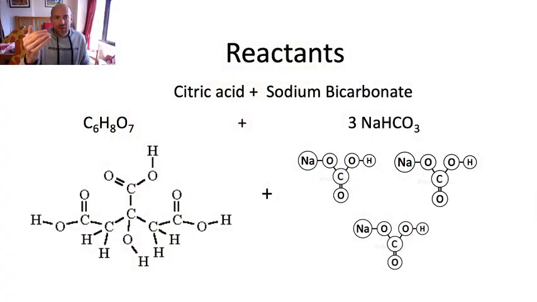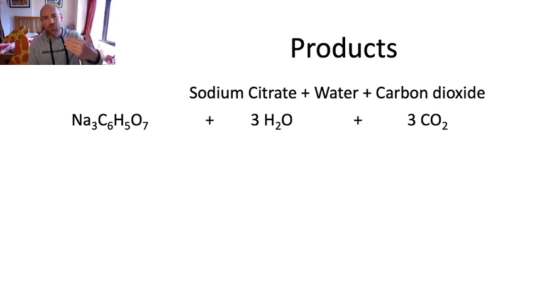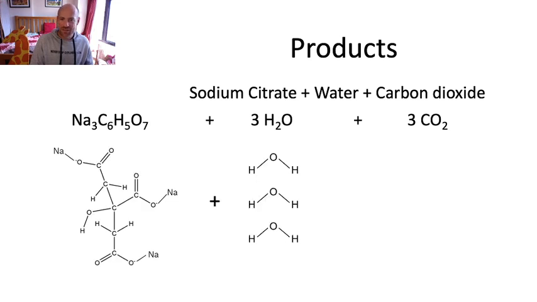Right. We've got our citric acid. There's the picture. We've got our 3 molecules of sodium bicarbonate. There's our 3 molecules. Now, those are our reactants. These are our products: sodium citrate, water, carbon dioxide. We've got 1 molecule of sodium citrate, 3 molecules of water, and 3 molecules of carbon dioxide. They look like this.